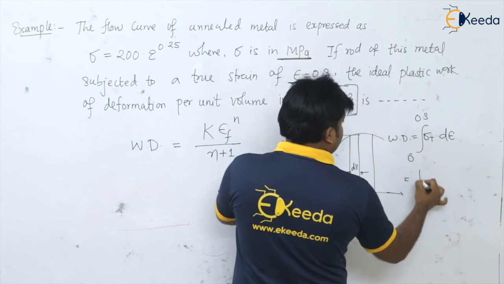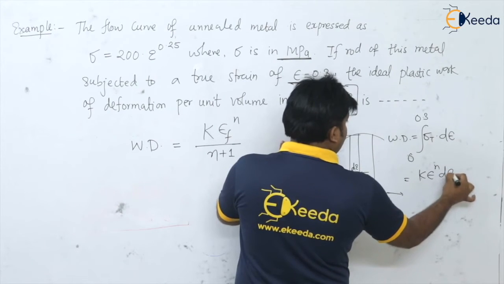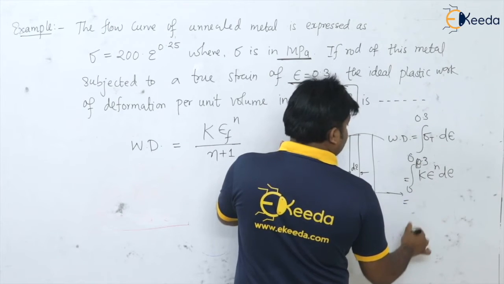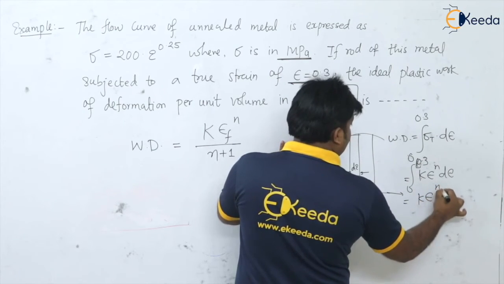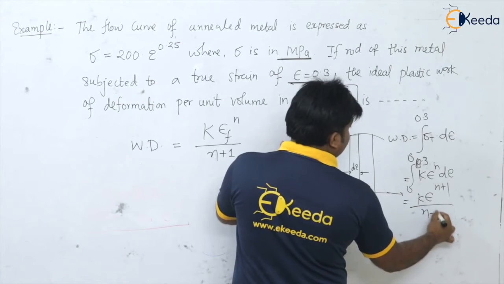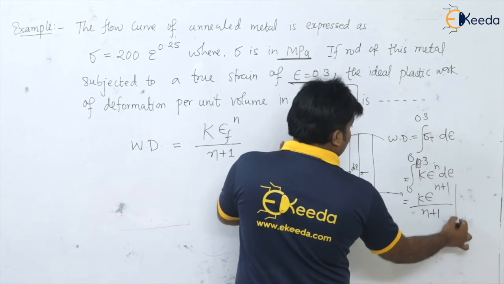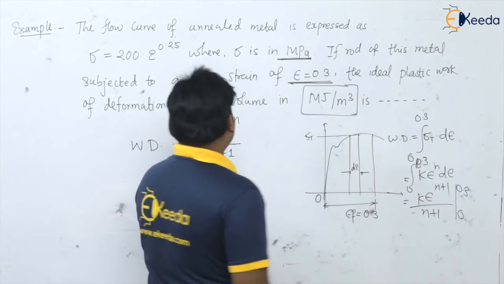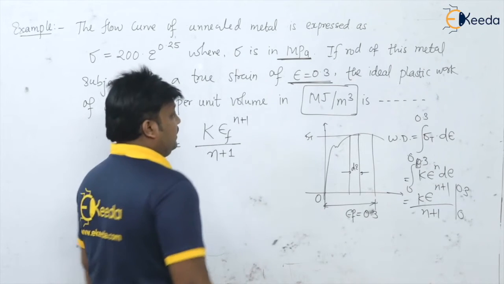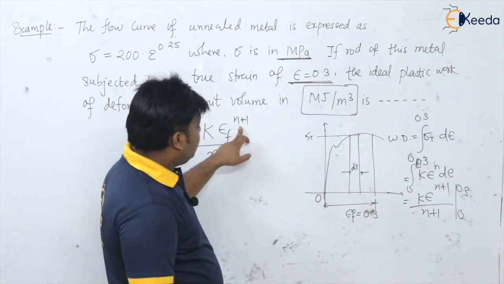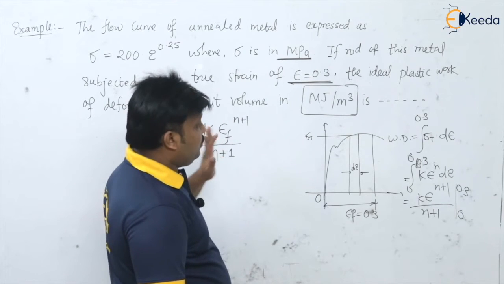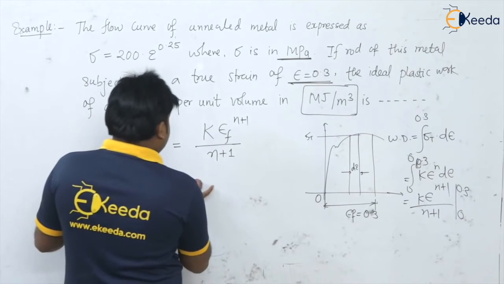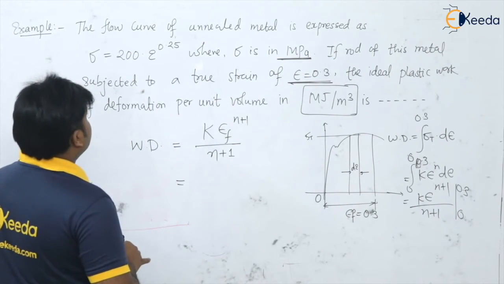So sigma t is K epsilon to the power n, d epsilon, integral from 0 to 0.3, which is nothing but K epsilon to the power n plus 1 divided by n plus 1. We put the limits from 0 to 0.3 here. So it is K into epsilon f to the power n plus 1 divided by n plus 1. This is the formula for work done. And what will this be? Put the value of K here.